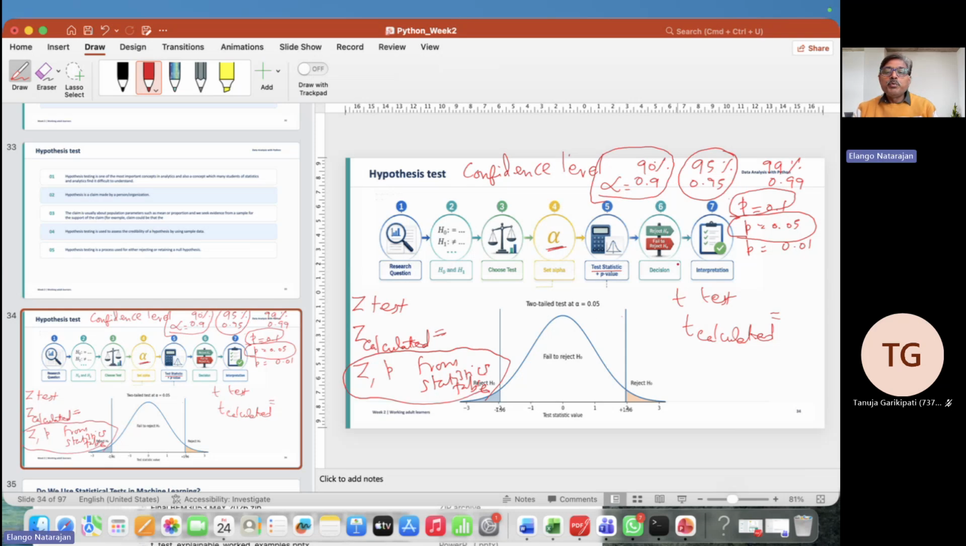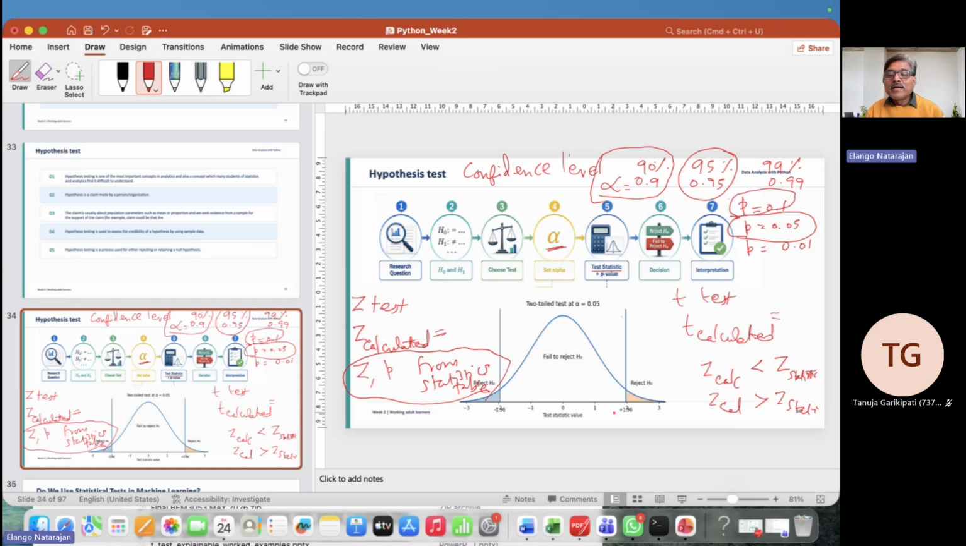For the decision making, we see whether our Z calculated is within the range, less than the Z actual, the Z statistic. So this is what we are doing. We check whether it is greater or less than. Based on that, we choose whether we reject our hypothesis or we accept, we retain our hypothesis. I'm just giving an example here.